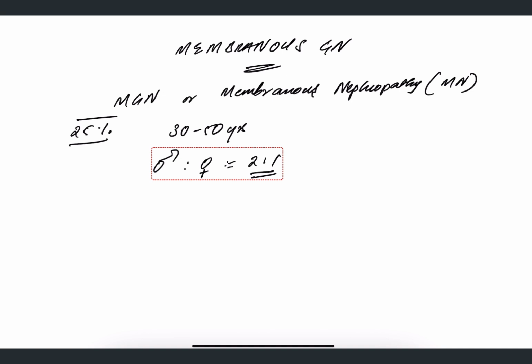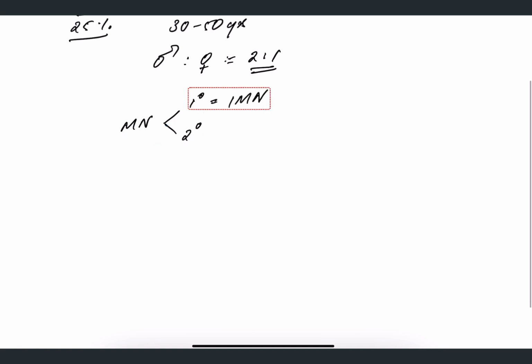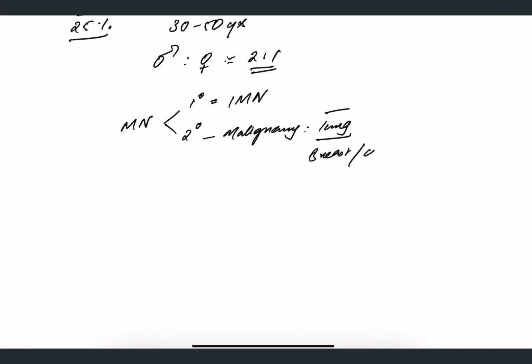So how many types of membranous glomerulonephritis are there? It can be either primary or secondary. Primary is also known as idiopathic MN. Secondary occurs secondary to many other causes like malignancy. Very commonly we see it in lung malignancy, because the first step in patients with suspected MN or biopsy proven MN is an HRCT thorax usually. Then there can also be breast malignancies and colon cancer.